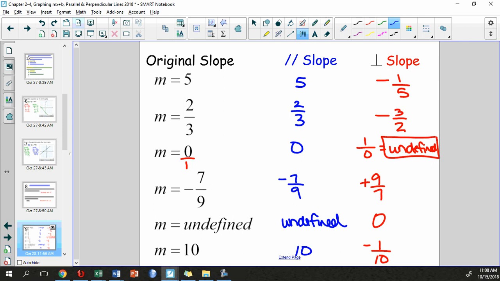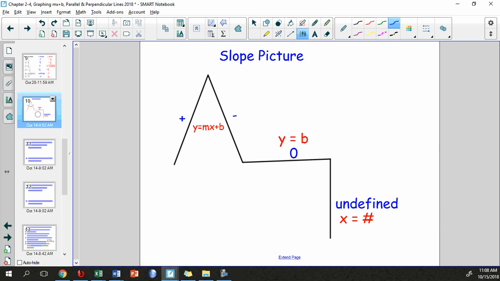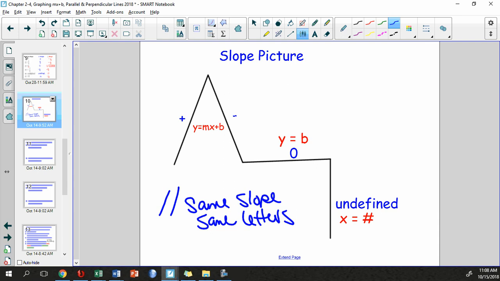Okay, because now what I'm going to talk to you about is something that is the slope pick. The slope pick we've talked about many times before. This is not new, correct? And here's what I need you to understand. Parallel is the same slope, so it's the same letters. Okay?